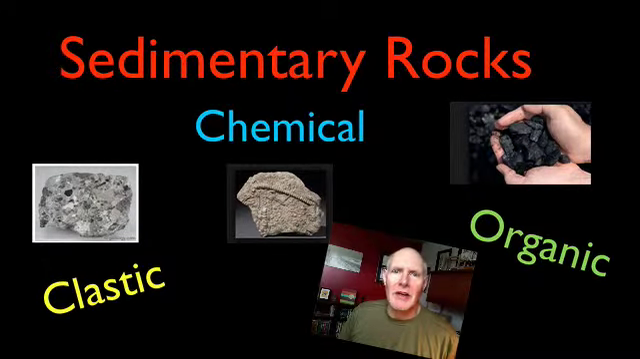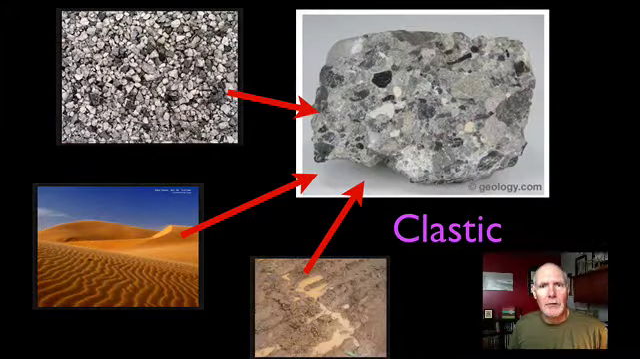What we're going to talk about today are sedimentary rocks. You may remember from class on Thursday that sedimentary rocks are classified or grouped by how they're formed in three different ways. We have clastic, we have chemical, and we have organic groupings. Let's take a look first of all at clastic and what that means.